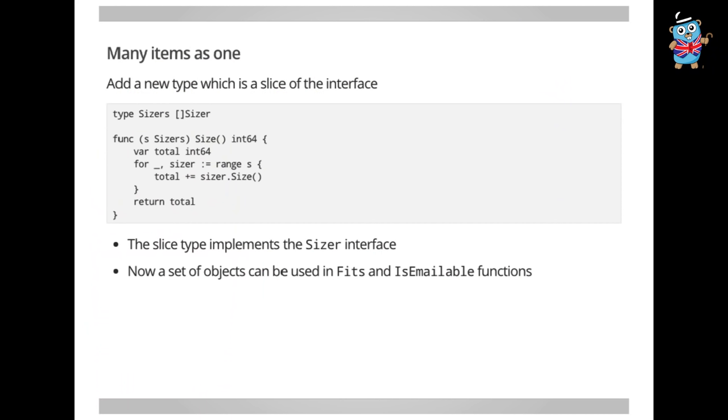So then you can do something quite clever, which is you can create a new type, which is a slice of that interface, and make that type implement the same interface. So now you can treat many items as one, and you can use them in the same places you use the size. So it goes into the fits method, no problem. So we could have 10 files and pass that in. And the fits method doesn't have to know that's what you're doing. The implementation here just iterates over the objects, calls size, and totals it up. So we just get the sum of all the size there.